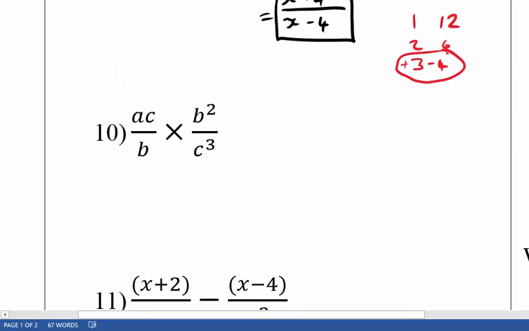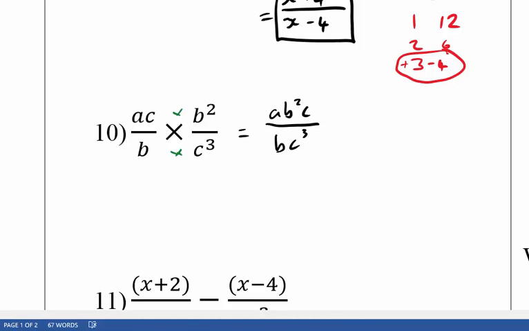This one here, times and fractions. All you have to do is times along the top and times along the bottom. They're nice and easy, times and fractions. So AC times B squared is equal to A. Write it in alphabetical order, it's useful. So AB squared C, and that's going to be all over b times c cubed, so bc cubed.